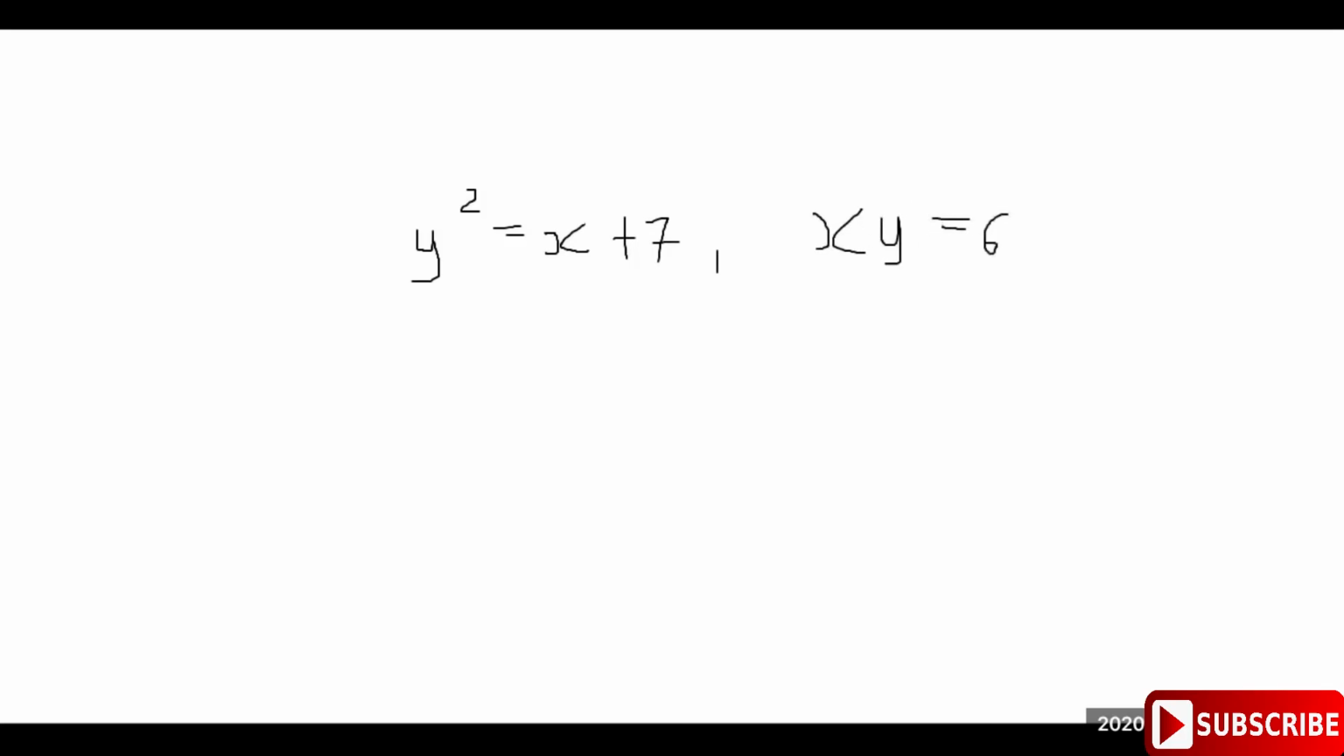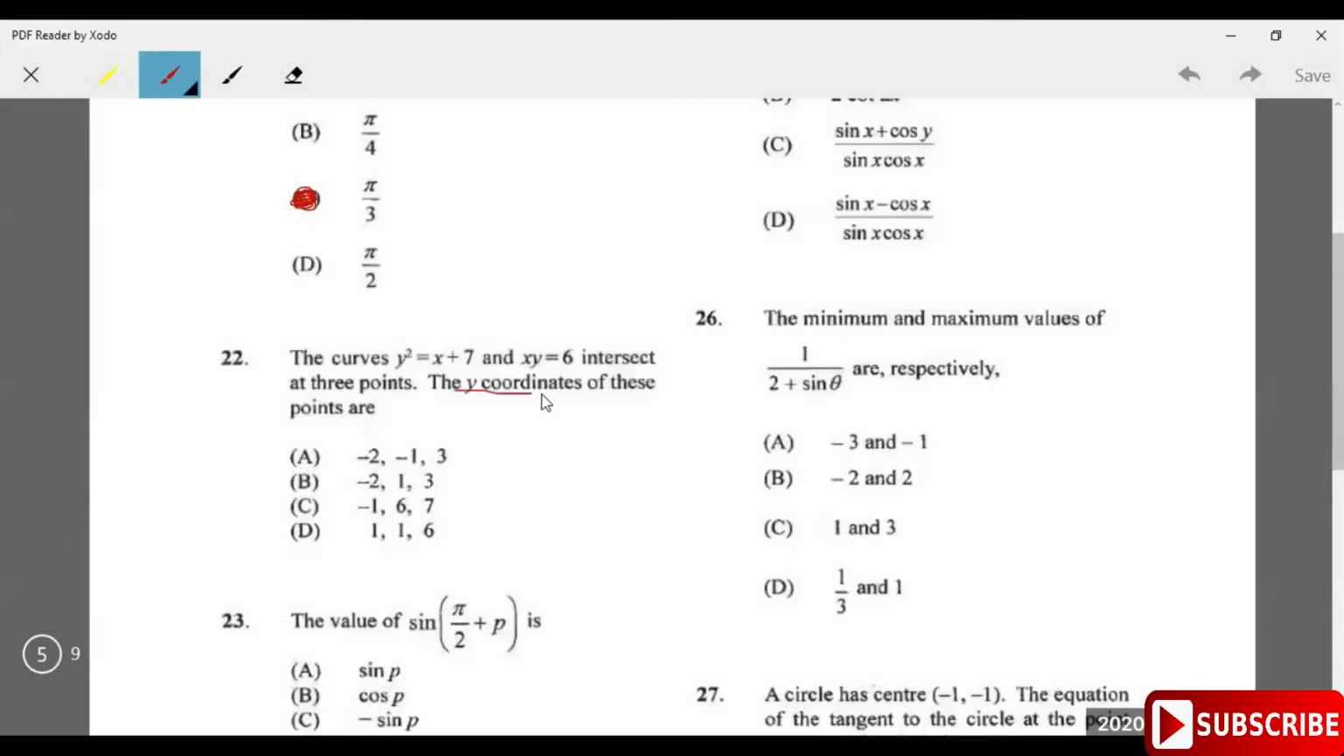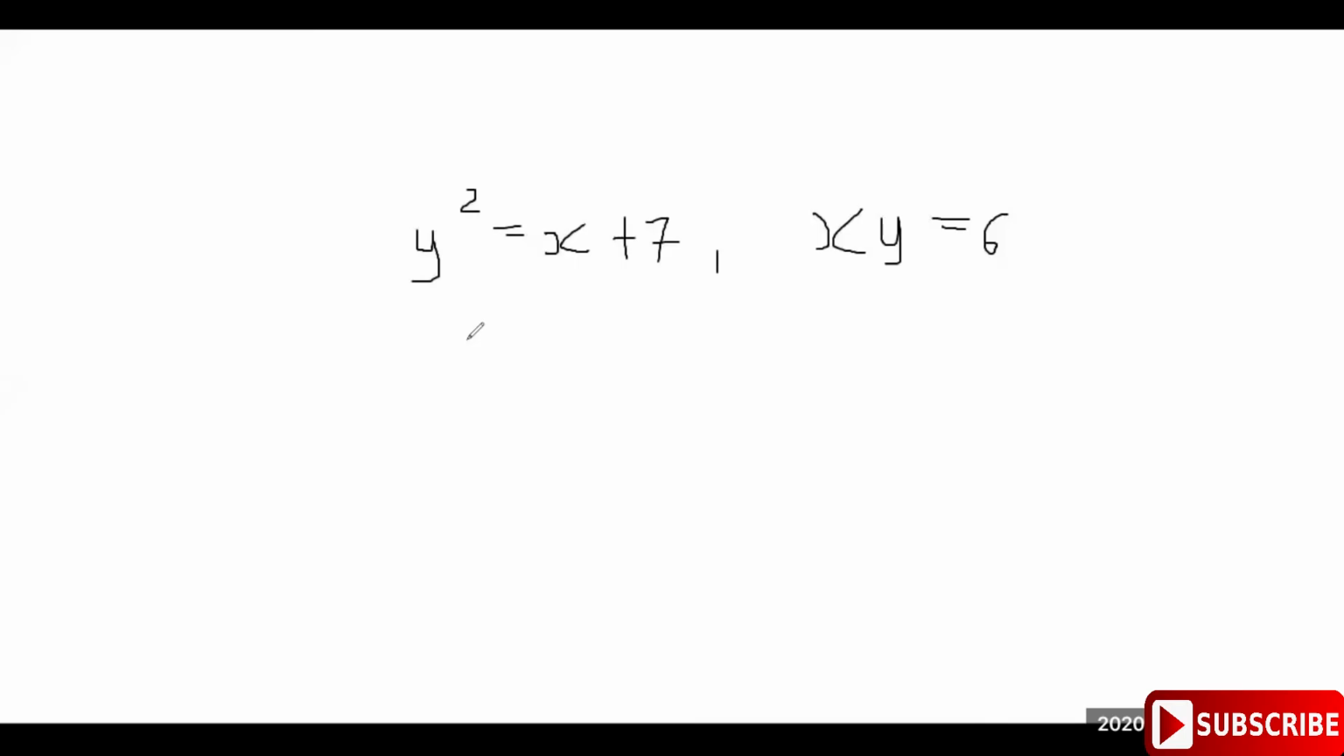First and foremost, let's read what the question said. The question said, find the y coordinates. So they don't want x, they only want the y coordinates. So we're going to make x the subject so we can just find the y coordinate. From this equation, we're going to get that x is equal to 6 divided by y, 6 over y. That's x. So substitute 6 over y here to get that y squared is equal to 6 over y, plus 7.